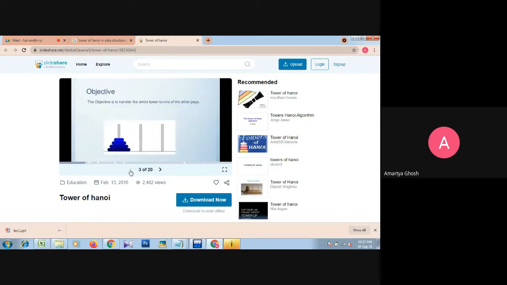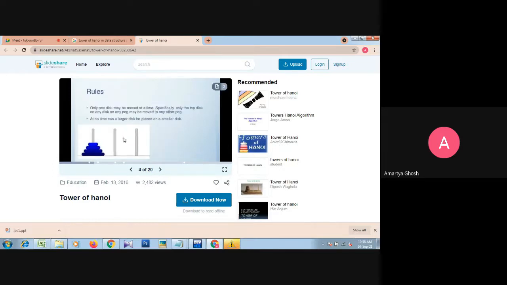There is a logic. The objective is to transfer the entire tower to one of the other pegs. This is called a peg, or the stand. Only one disc may be moved at a time. Only one disc can be moved from one stand to another stand at a time, especially only the top disc. Only the top disc.